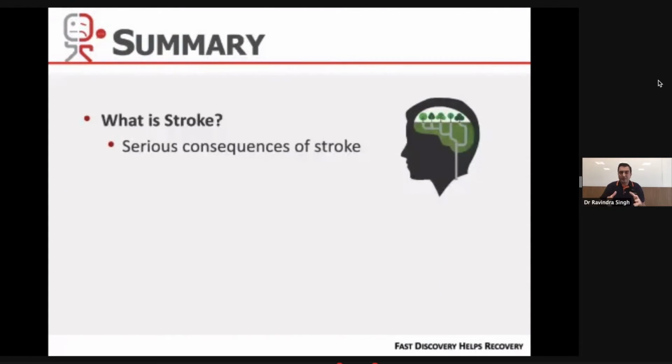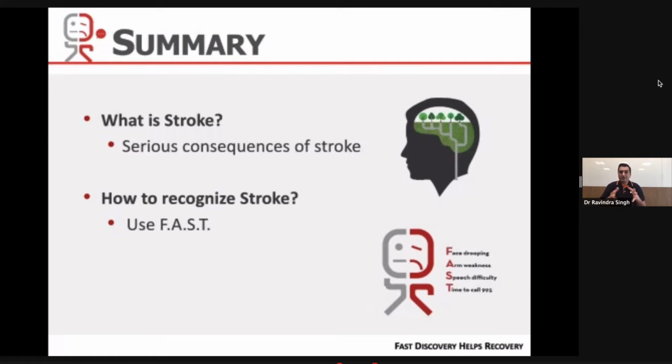Now, I would like to summarize today's talk. What is stroke? There are serious consequences of stroke, as I explained. Again, stroke means a clot in a blood vessel which cuts off supply to the brain, and it can result in disability. It can result in psychosocial complications, which we discussed. How to recognize stroke? Use FAST: face drooping, arm weakness, or speech difficulty, and T for time to call 995.